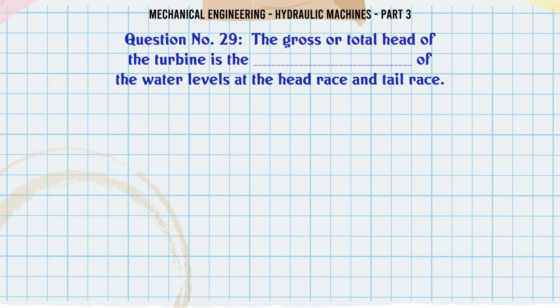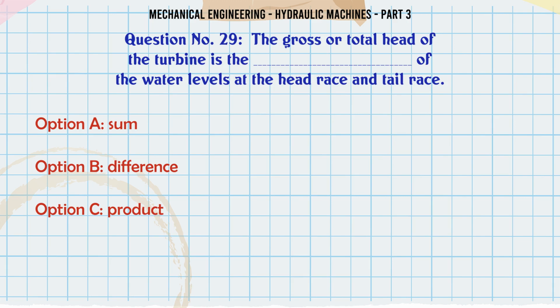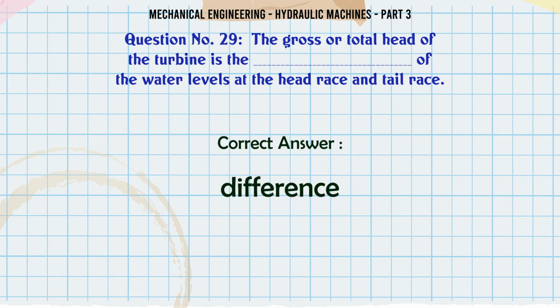The gross or total head of the turbine is the of the water levels at the head race and tail race: A. Sum, B. Difference, C. Product, D. The correct answer is difference.